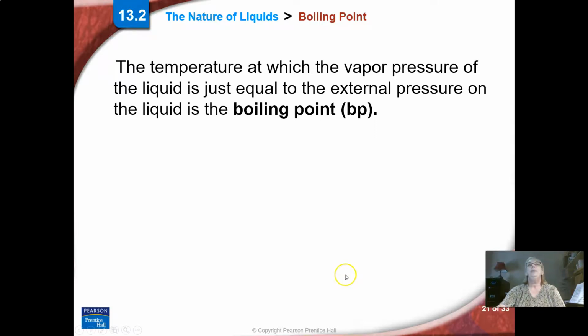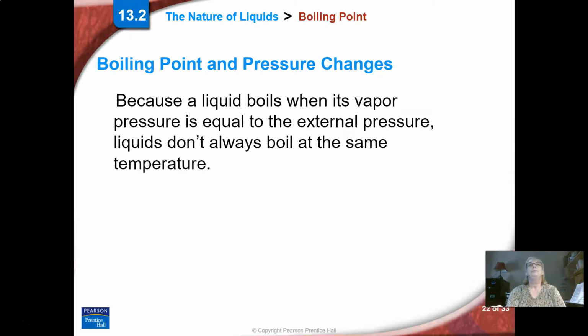When the temperature at which the vapor pressure of the liquid is just equal to the external pressure, it's called the boiling point. And so it's a temperature number that we talk about when we talk about boiling point. So for water, it's 100 degrees at 760 millimeters of mercury. Different liquids will boil at different temperatures because we're trying to get to that vapor pressure.